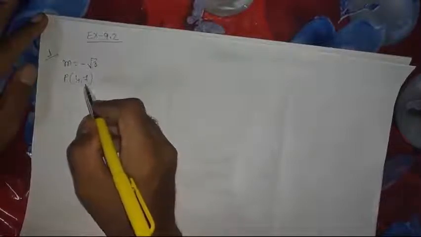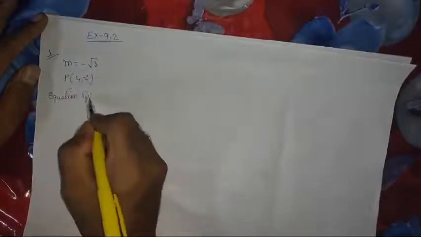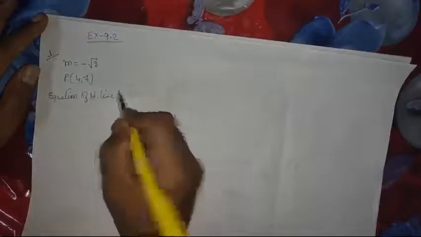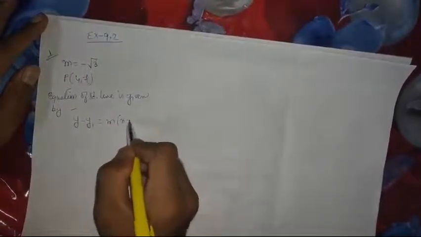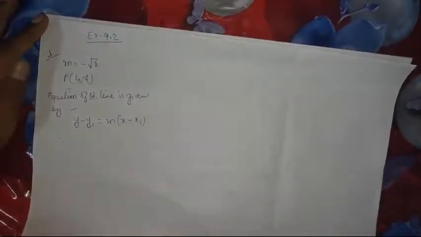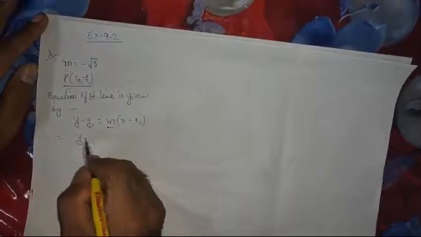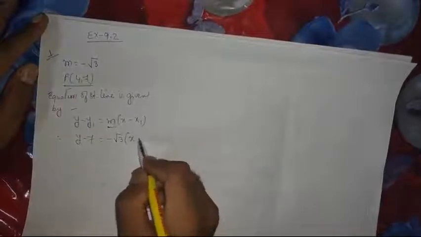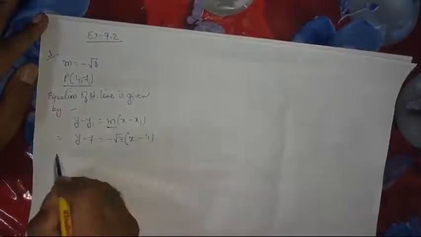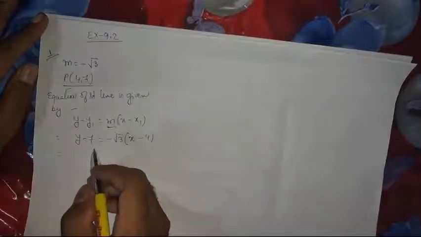So we know the equation of a straight line is given by y minus y1 is equal to m times (x minus x1). I guess you know this, right? Now just put the values. Since one coordinate has been given, this is x1 and this is y1. Now just put the values: y minus y1, which is 7, m is given as minus root 3, x remains x, and x1 is 4. Okay, so if you solve this, how much will you get?